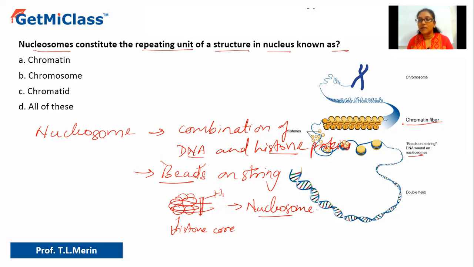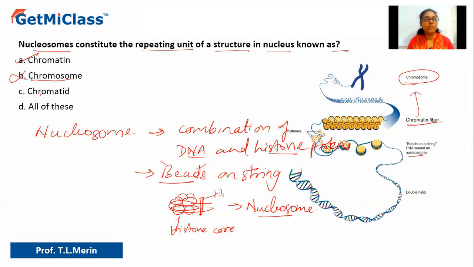Further, this chromatin will undergo supercoiling, which will give rise to a thick condensed form of structure, that is your chromosome. So as the question says, nucleosomes constitute the repeating unit of the structure, that is the chromatin fiber or the chromatin. So option A says chromatin, that is absolutely right. Option B says chromosome. A chromosome is a higher level of organization where the chromatin fiber is further condensed, as you can see here. Hence, this is ruled out.